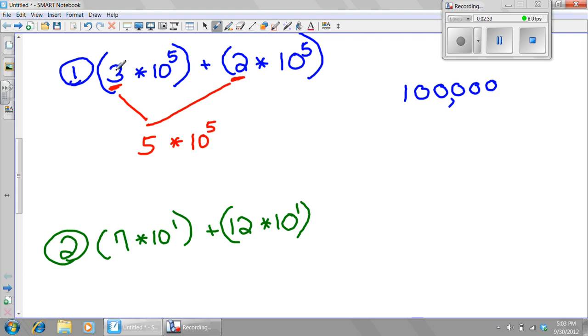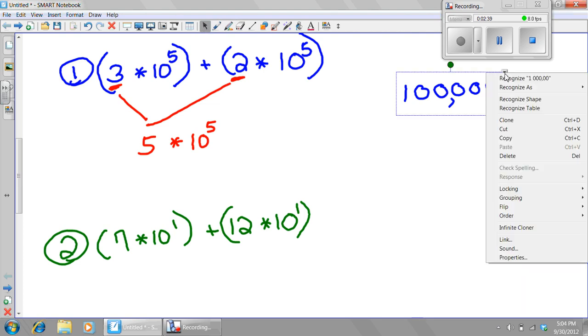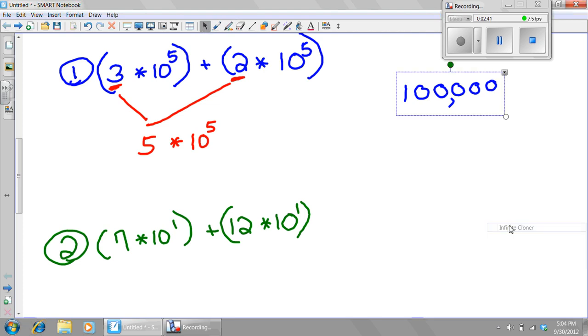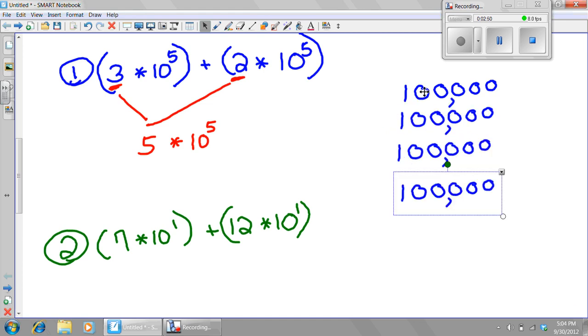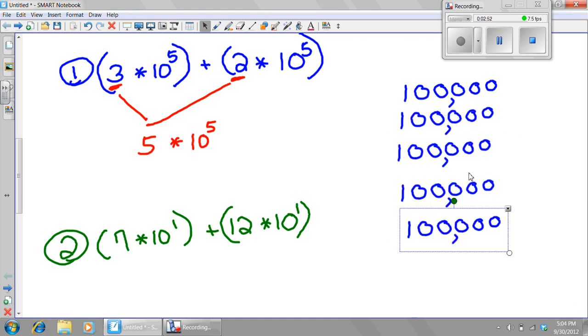If you think about it, 3 times 10 to the 5th is like having 3 of these guys. Let me see if I can get 3. There's 2, 3. Then in the second quantity, I have 2 more of them. 1, 2. What do I have altogether? I have 5 100,000s. 5 times 100,000 is 500,000.